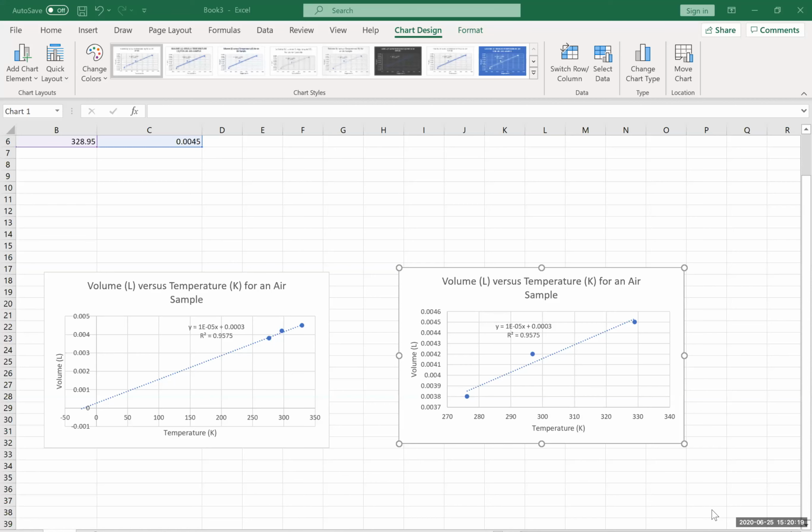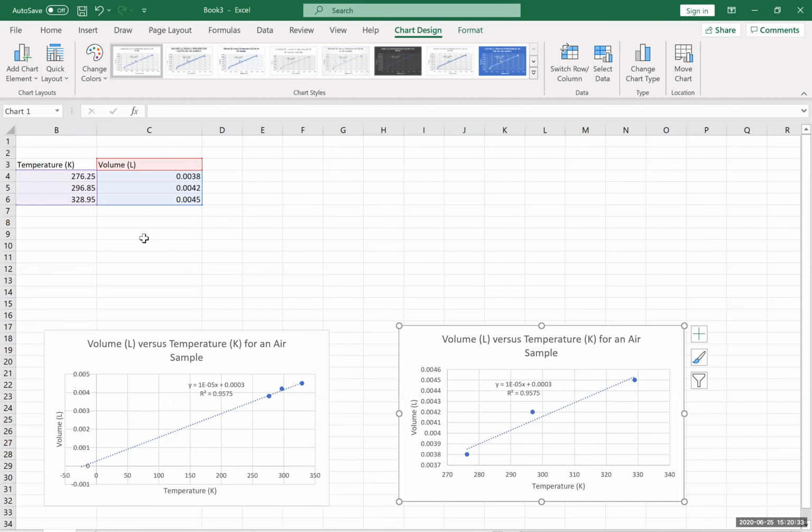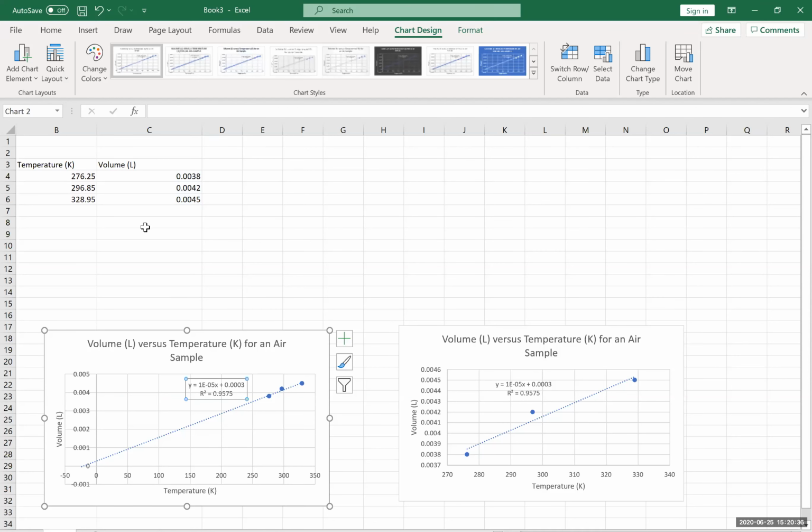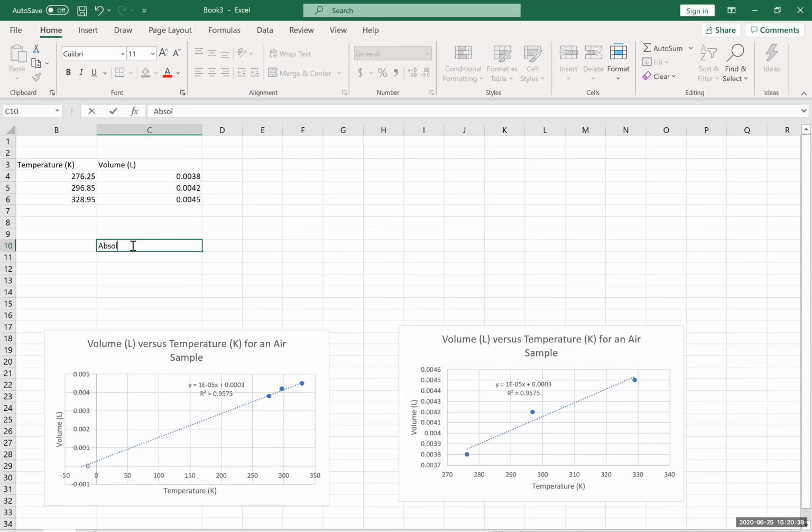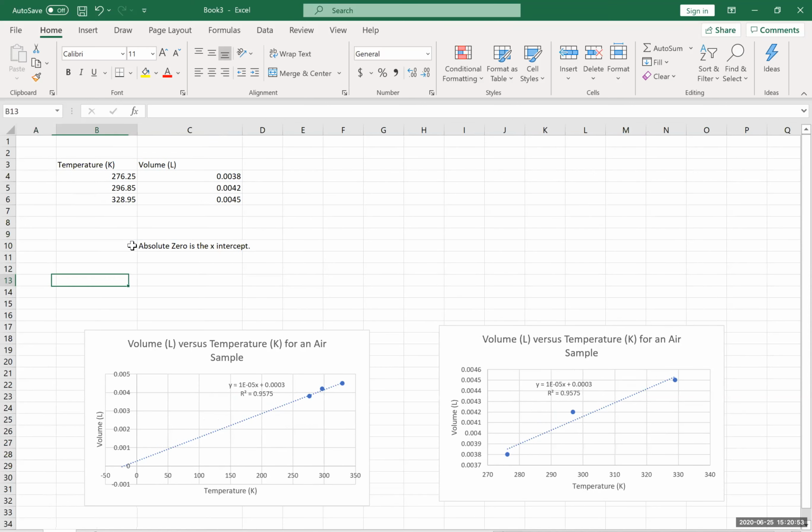So, was everyone able to generate a plot? And is everyone able to extrapolate their plot? We're now going to show one other calculation. Looking at the equation here, your value of absolute 0 is going to be your x-intercept. So you're going to calculate the x-intercept, which is the value of x when y is equal to 0.